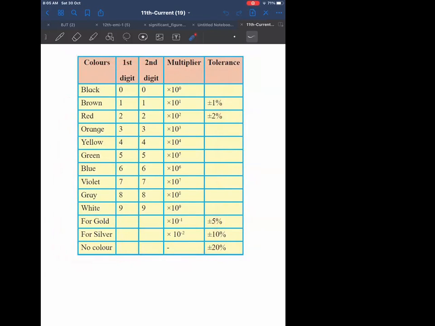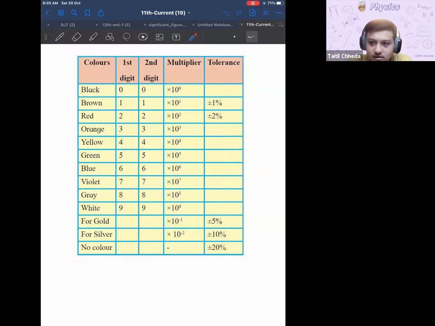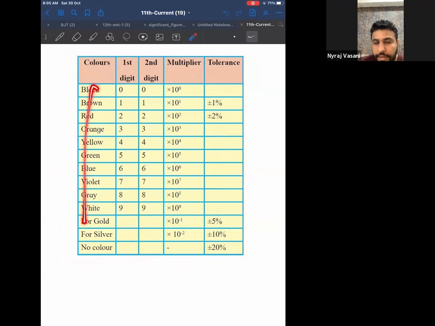Yes, sir. Sir, you had taught that, right? Baby Roy wala. Which one? Baby Roy wala. So we remember BB Roy, that way, correct. This is BB Roy. But BB Roy will only give you the first column. We have other columns also, correct? Now, please look at the heading of the columns. Colors, first digit, second digit, multiplier, and tolerance.